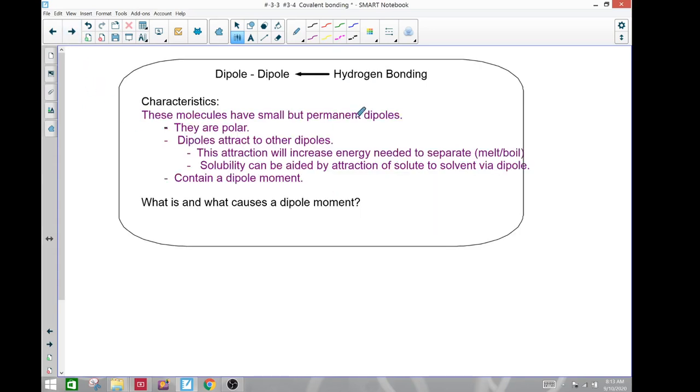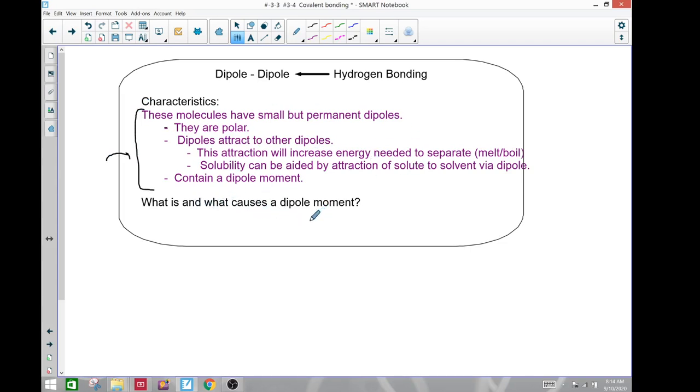All right, dipole. These are the same thing. These molecules have small but permanent dipoles. They are polar. They attract to other poles. There's a note here that if they're this color, it typically means it's not in your book, so you can add this to your particular book.